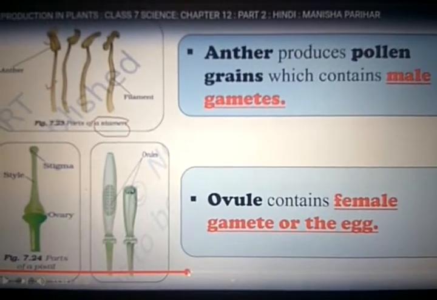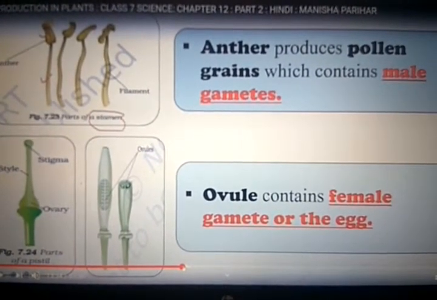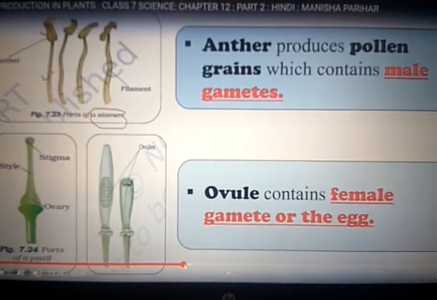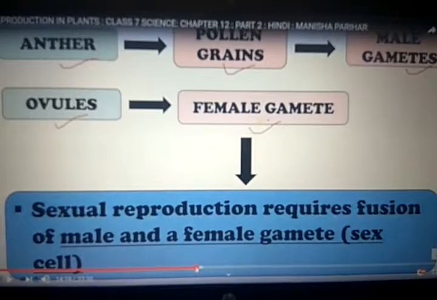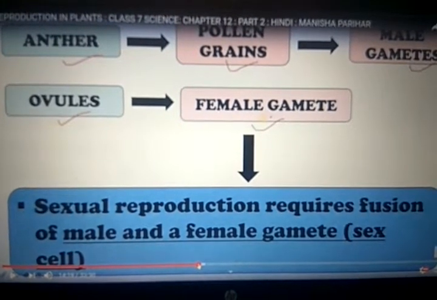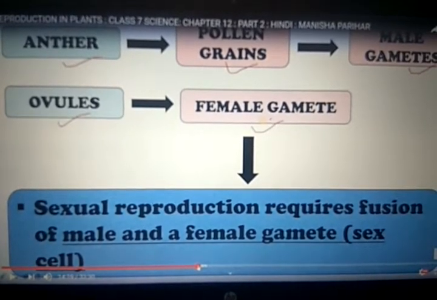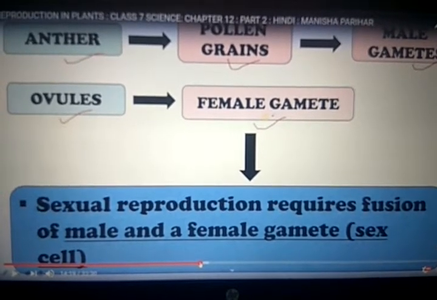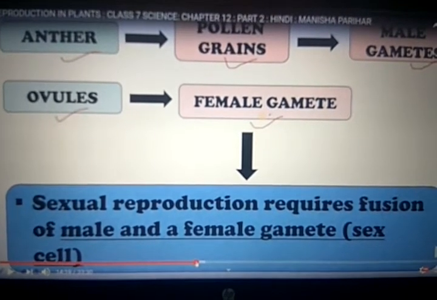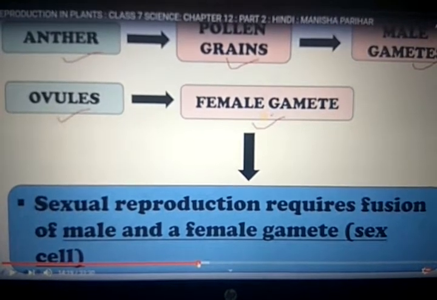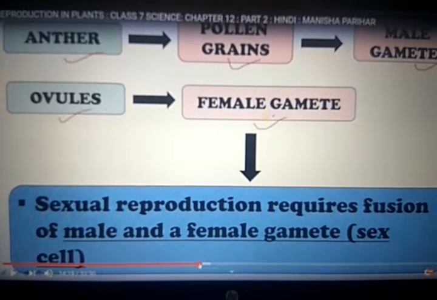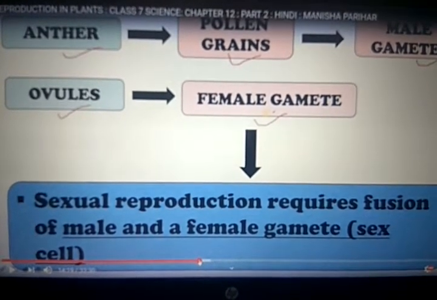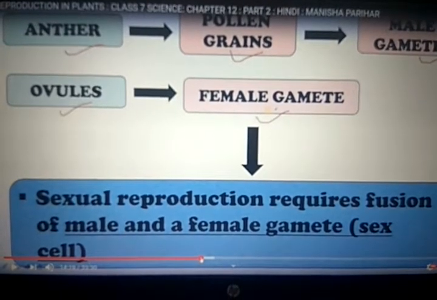So dear students, please remember, anther produces pollen grain which contain male gametes and ovule contains female gametes, or you can say egg. So in the structure diagram, anther contains pollen grains, which are male gametes. Ovule contains female gametes. So sexual reproduction requires fusion of male and female gametes, that is sex cells.